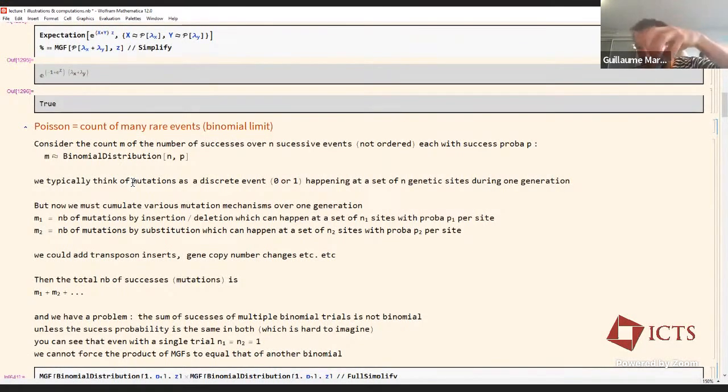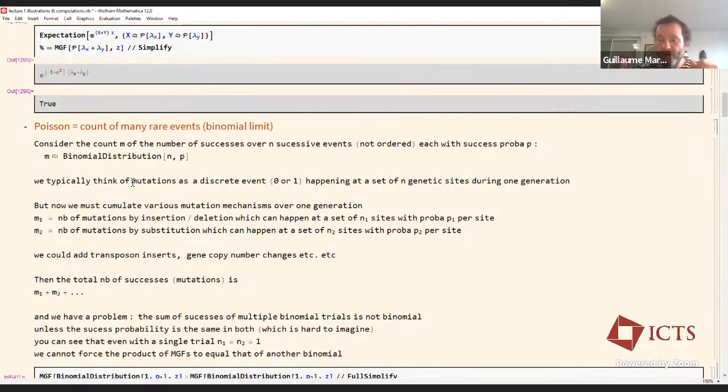We have transposon insertions. We have copy number change, like a gene, the whole gene is doubled. All these are different processes. They are different coins, and they are tossed with different probabilities of success. And on top of that, the number of coins that are tossed for each mechanism varies, because not all sites can undergo an indel, not all sites can undergo an insertion of a transposon, etc.